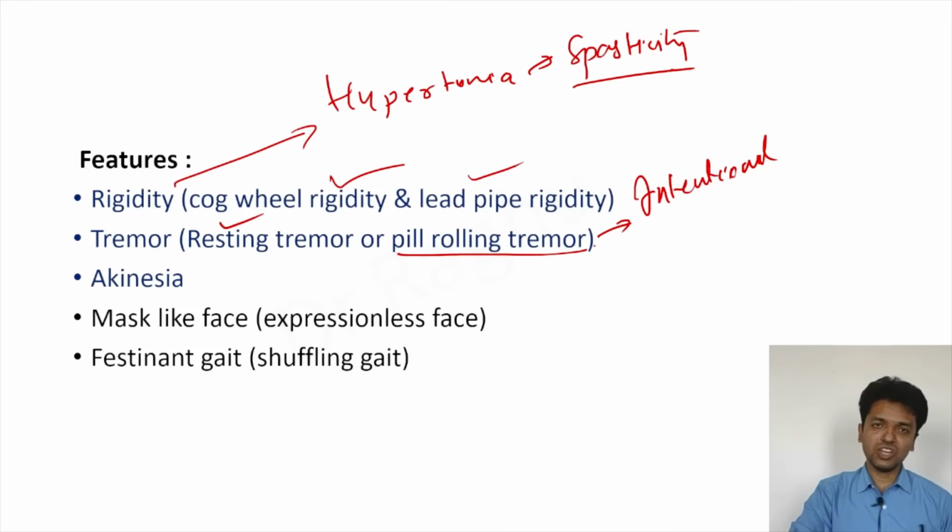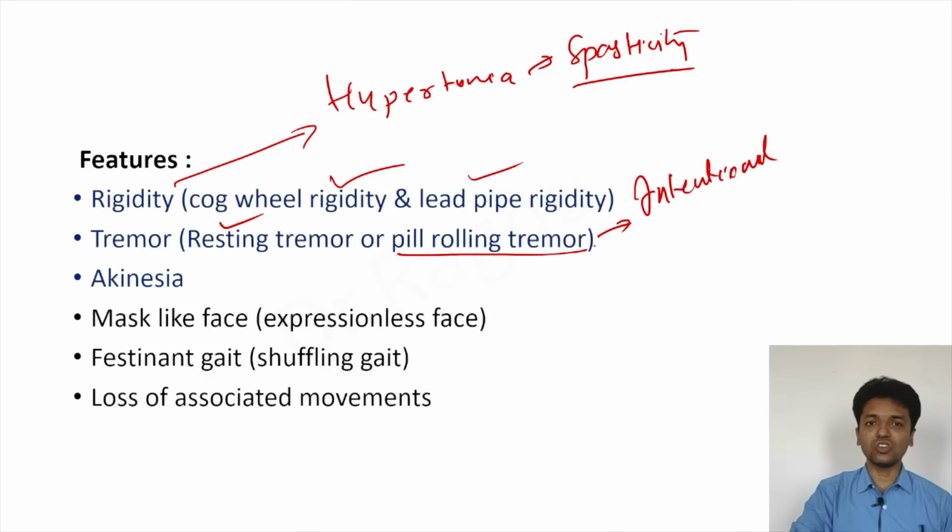And the gait is also changed because the person is unable to maintain a posture, and the gait here is called festinant gait, or it is also called the shuffling gait. And there is also loss of associated movements. 99% of us, whenever we are walking, there is a movement of our arms, that is called arm swing. In lesions of the basal ganglia, there is no arm swinging. The person is going to put his arms straight down and then he is going to walk. And it can also affect the speech, and the speech can become monotonous.